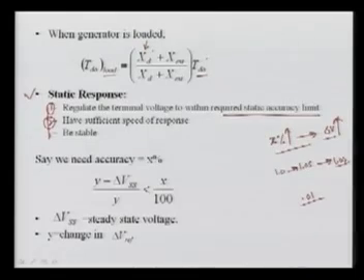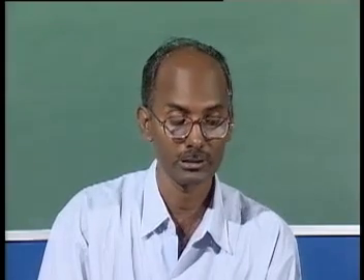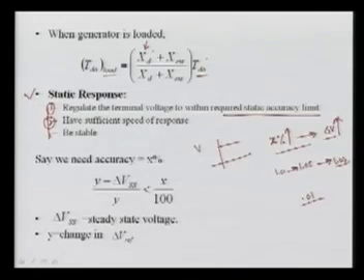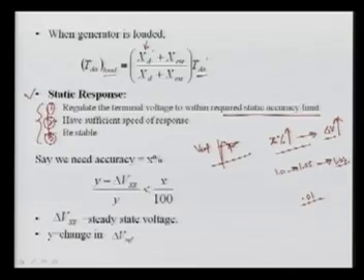The second criterion is to have sufficient speed of response. Your response should be very fast, meaning the settling time should be small and the system must settle. If there is a step change in Vref, the output should change and then settle very quickly. Another criterion is that this AVR loop must be stable. If it is unstable, it will create chaos, and if you want it to do something, it will do something else. So these are the basic criteria.